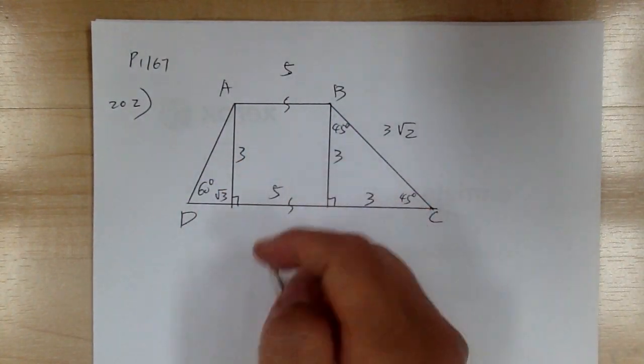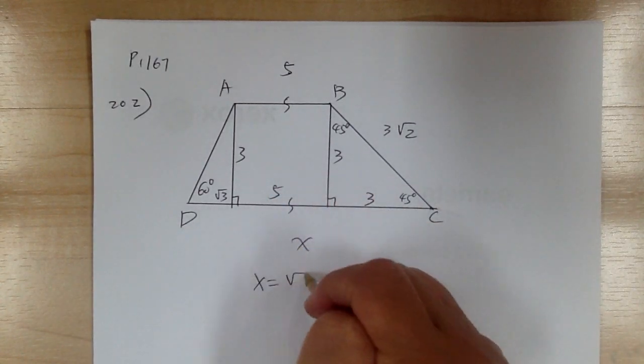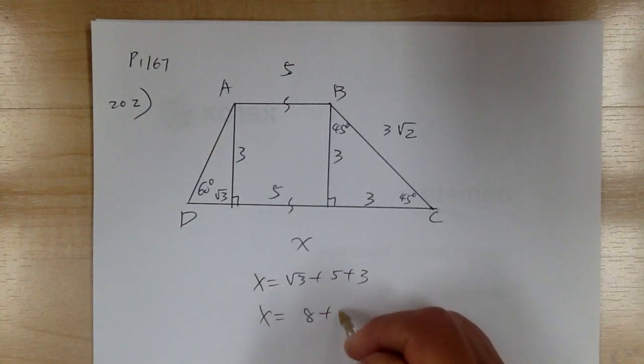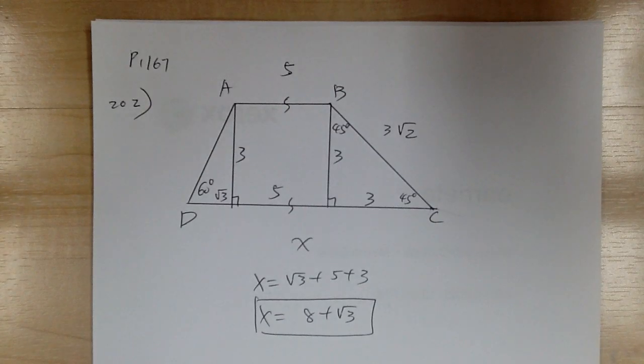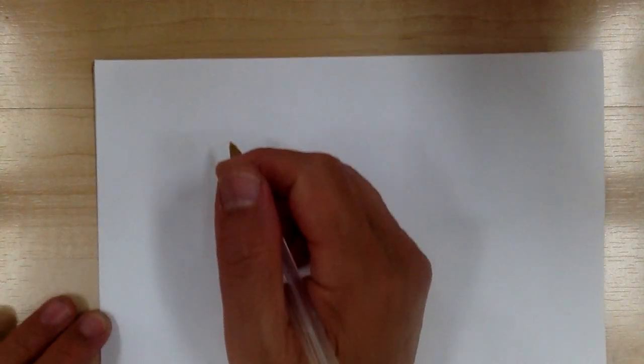So by looking at that, you can see that x, the DC, equal to, you add this together, so it would be square root of 3 plus 5 plus 3. So x equal to 8 plus square root of 3. Okay, let's go to 203.